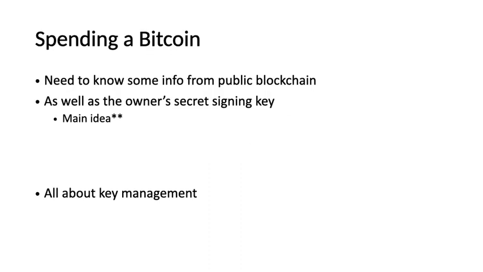First of all, in order to spend a Bitcoin, there are certain things that we need to know. We need to know some basic information from the public blockchain, such as the coin ID and how much it's worth, as well as the owner's secret signing key, which is the main idea. It's all about key management. It's all about how you store and keep your keys so that you're able to spend your Bitcoin.